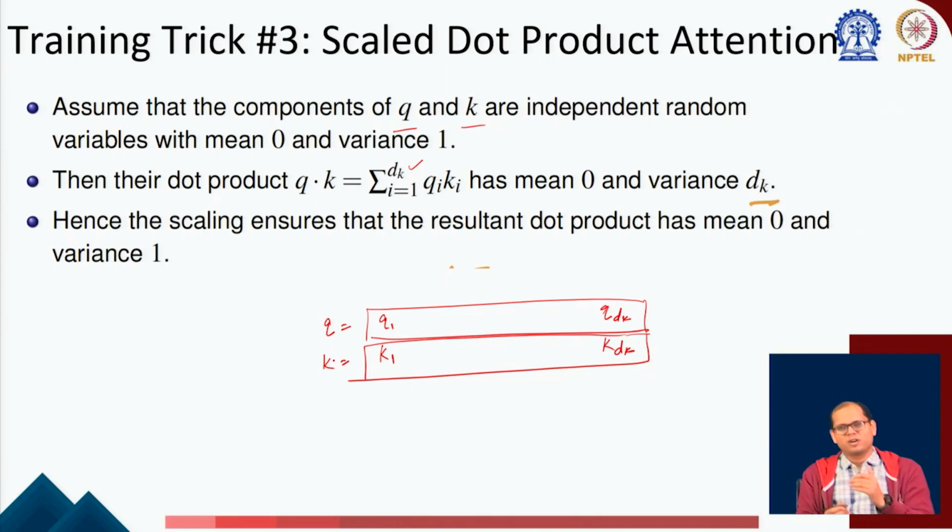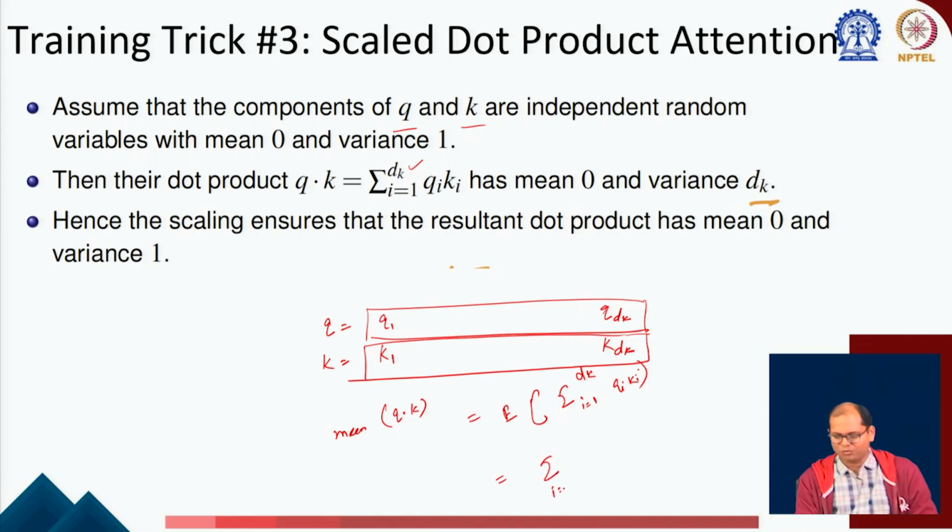Now when you do a dot product, what will happen to the mean? So what is the mean of q dot k? It's the expectation of the summation over i equal to 1 to dk of qi ki. Now the expectation can go inside, so it equals the summation over i equal to 1 to dk of expectation of qi times expectation of ki, and this is easy because each of these has mean 0. So you only multiply with 0, and you get 0. The mean is 0.